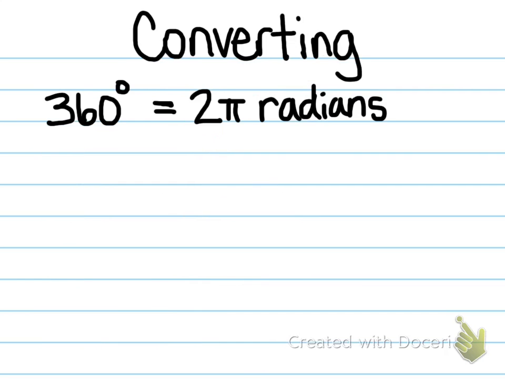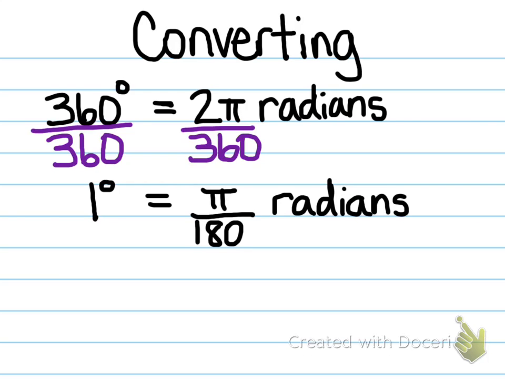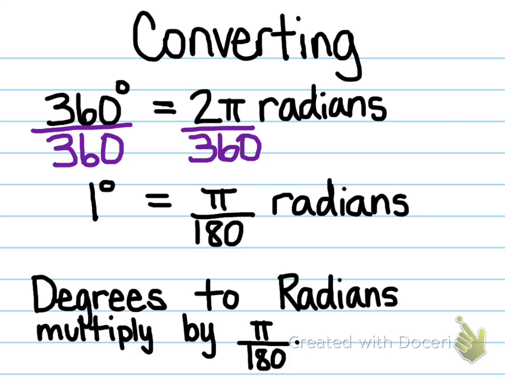Okay, now let's think of it the other way. Starting again with 360 degrees equals 2 pi radians, I'm going to divide by 360 on both sides this time because I want to know how much 1 degree is equal to. So 1 degree is going to be equal to 2 pi over 360, which reduces to pi over 180. So 1 degree is equal to pi over 180 radians. If I want to convert from degrees to radians, I'm going to multiply by pi over 180. These conversions are very important to us in trigonometry, so you need to remember how to convert between the two.